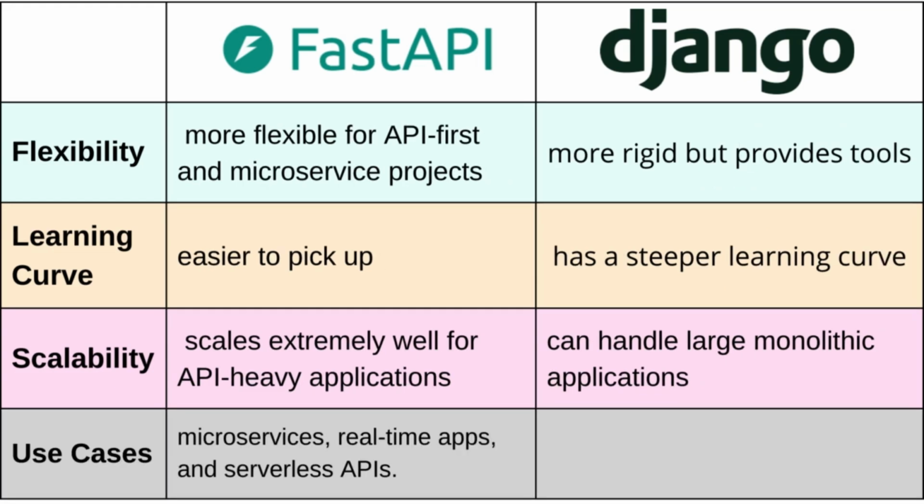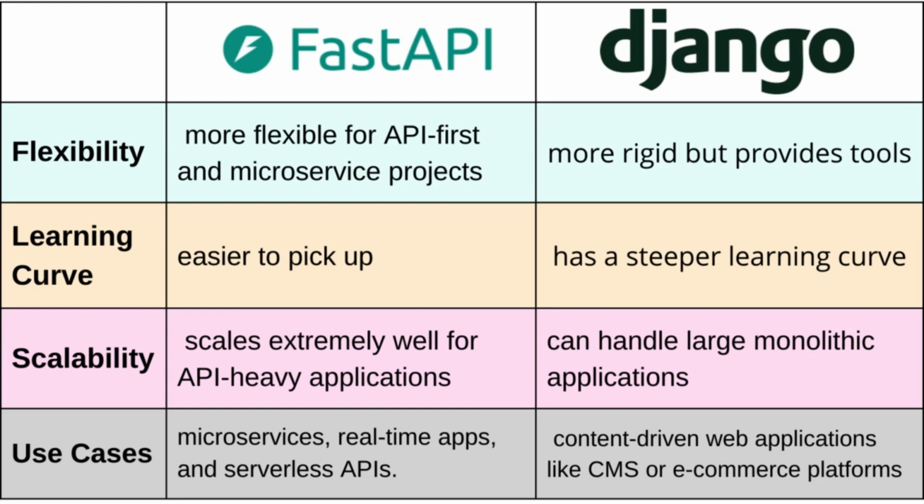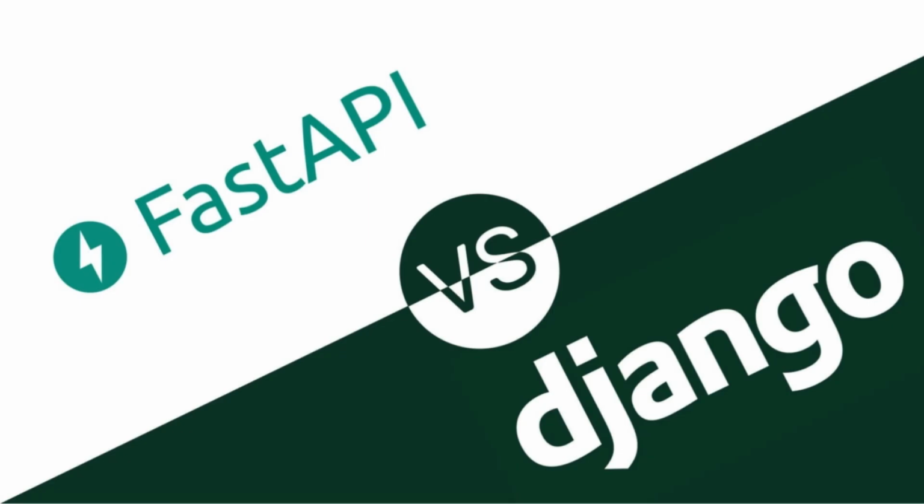Use cases. FastAPI is perfect for microservices, real-time apps, and serverless APIs. Django, on the other hand, is ideal for content-driven web applications like CMS or e-commerce platforms. Now, let's dive into the key points of each framework.